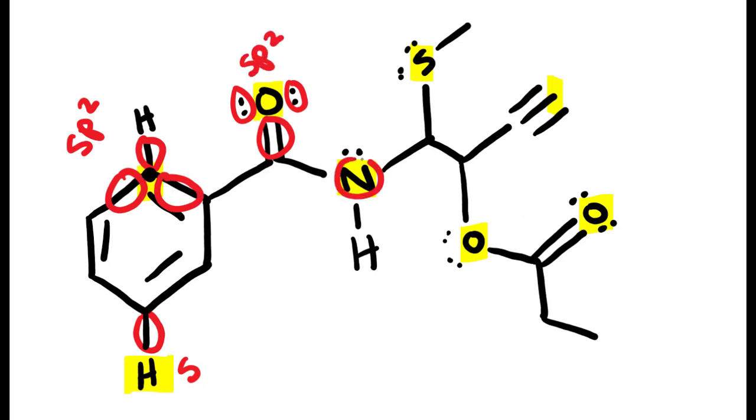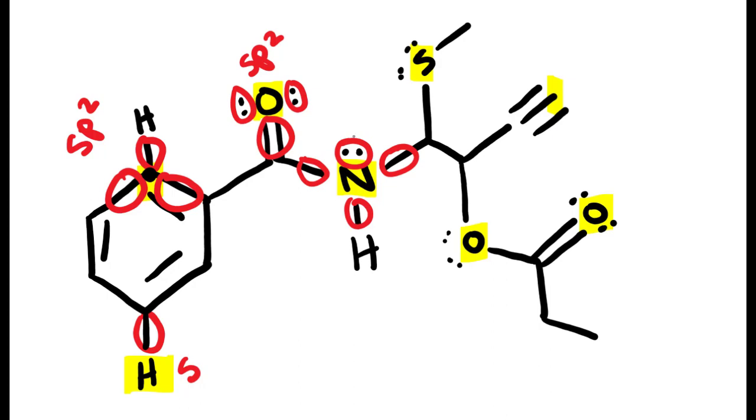Now let's look at this nitrogen atom. This nitrogen atom is attached to a single bond, a lone pair, a single bond, and another single bond. So it appears to be sp3. However, remember that when an atom appears to be sp3, but it has a lone pair, you have to stop and double check to see if that lone pair can participate in resonance.